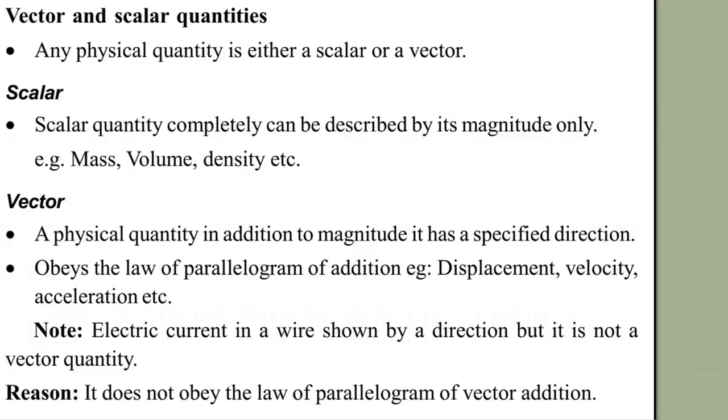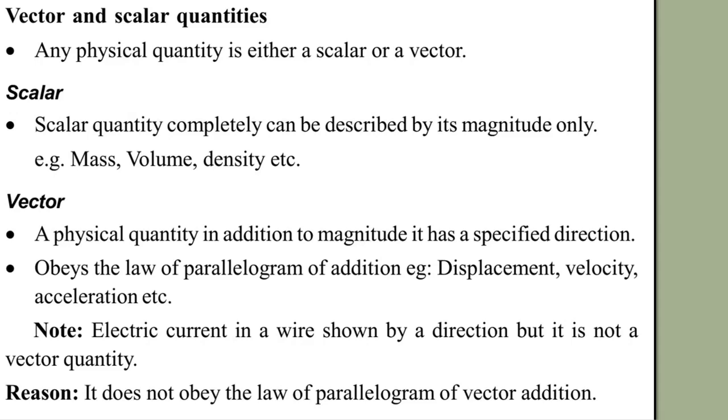Then vector and scalar quantity. Already we have studied that any physical quantity is either scalar or vector. A scalar quantity is completely described by its magnitude only, such as mass, volume, density, etc. A vector is a physical quantity that, in addition to magnitude, has a specified direction. If the quantity has magnitude as well as direction, then it is called a vector quantity, such as displacement, velocity, acceleration.